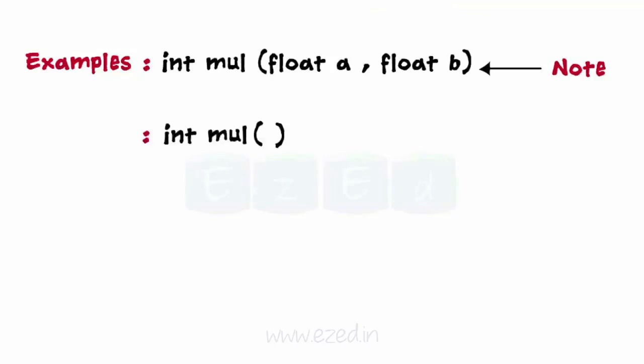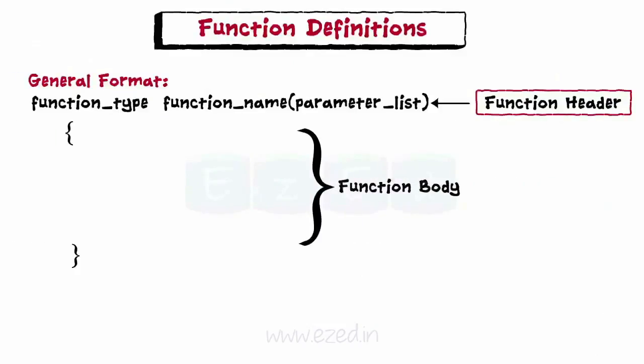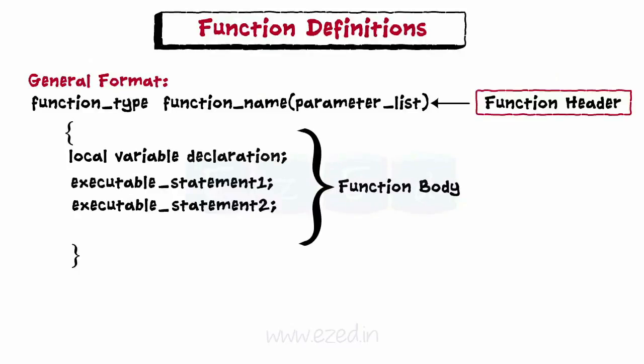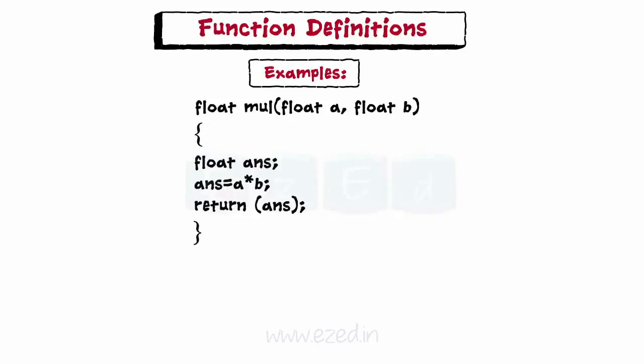The function need not receive values from the calling function. In that case the function has no formal parameters, and to indicate an empty parameter list, we can place the void keyword in the parentheses or keep the parentheses empty. The body consists of local variable declarations, function statements that perform a task, and a return statement. If the function does not return any value, the return statement can be omitted from the body. Here, mul is a function of type float and has two parameters a and b.